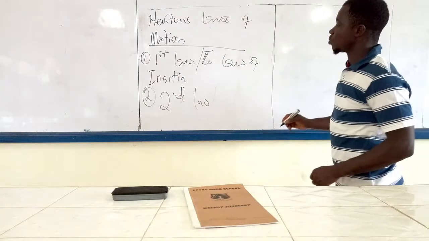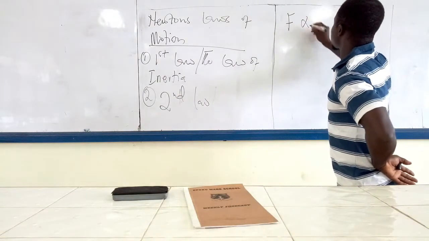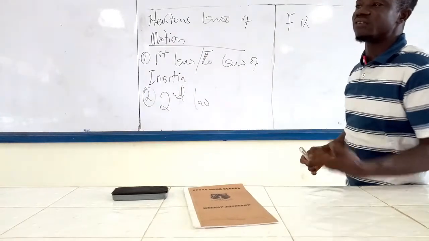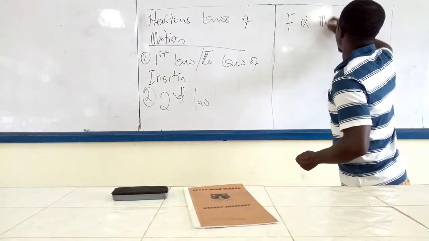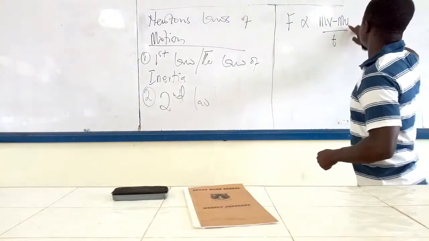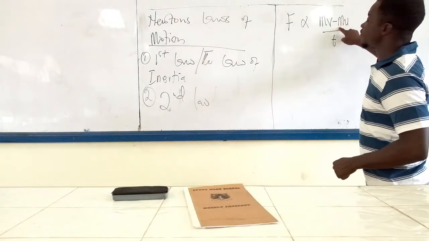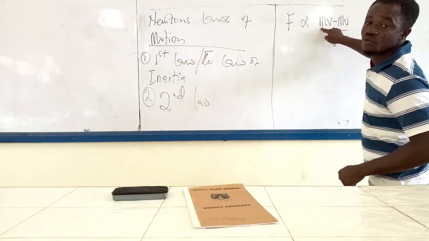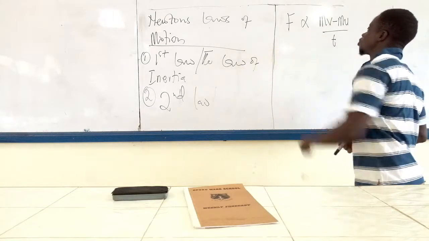Newton's second law is interpreted as this: the force applied is proportional to the rate of change of momentum. Rate of change of momentum means change in momentum per time taken. So momentum, mv minus mu all over t. The u stands for the initial velocity. So we'll multiply the initial velocity by the mass. That will give us the initial momentum. We'll multiply the final velocity by the mass. That will give us the final momentum. So (mv minus mu) all over t is proportional to F.